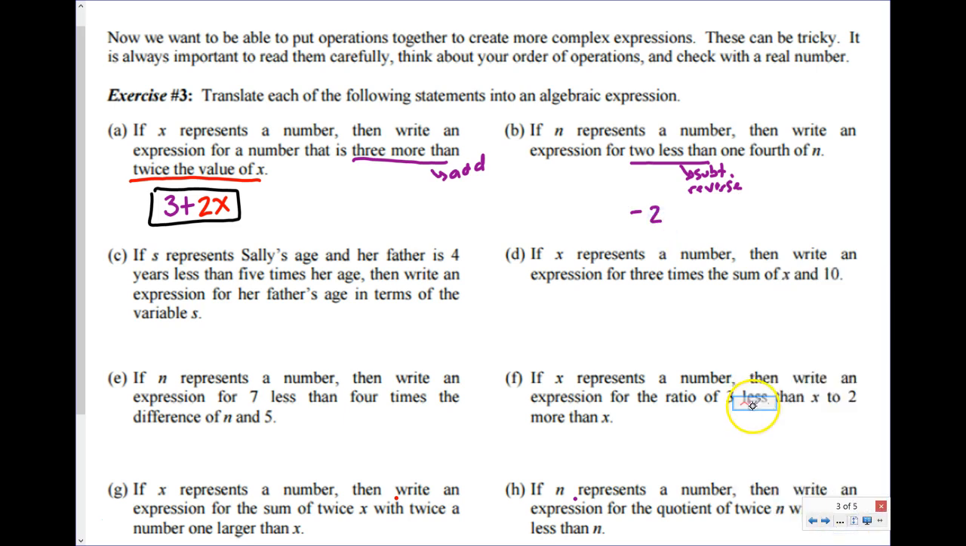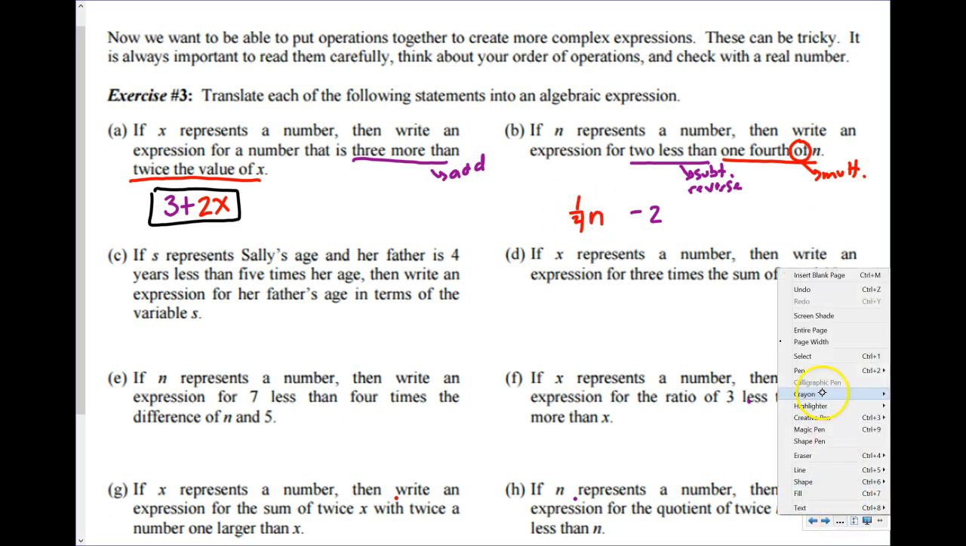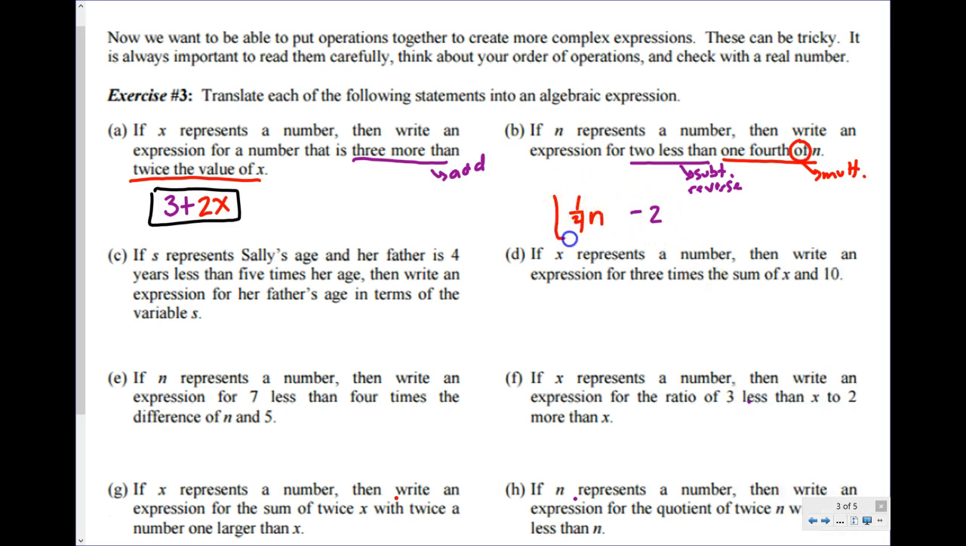2 less than. Then I have this 1/4 of n. Of is a key word that you mean multiplication. So I want 1/4 times n minus 2. Okay? That's 2 less than 1/4 of n.